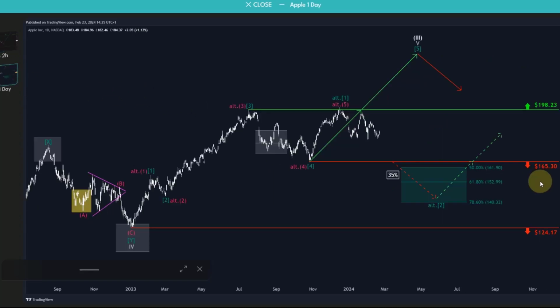So the bottom line is that we are quite bullish on Apple. In an alternative perspective, we see a deeper pullback before a rally, but in our preferred scenario, the market should go up more directly. Especially the break above $198.23 would confirm our preferred scenario further. That's our update about Apple.